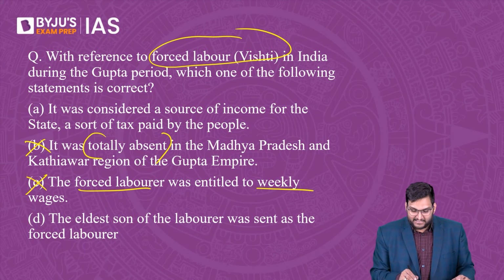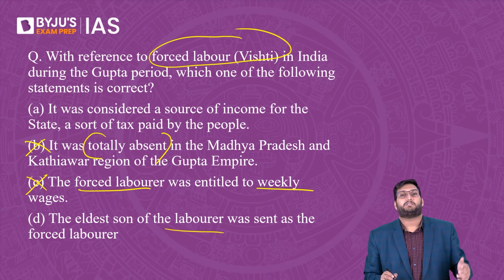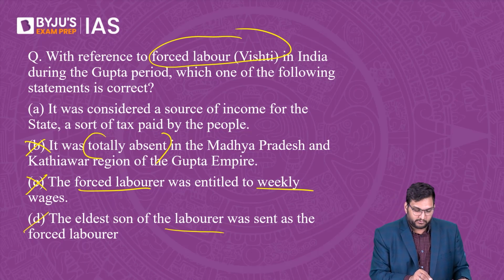Then it says the eldest son of the laborer was sent as a forced laborer. If you are a forced laborer, it is hereditary. Everybody in the family automatically becomes a forced laborer. This is also incorrect.